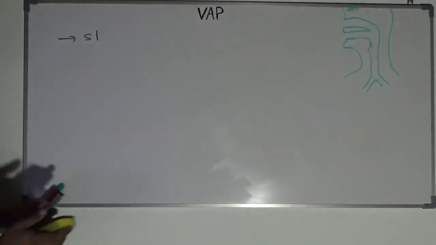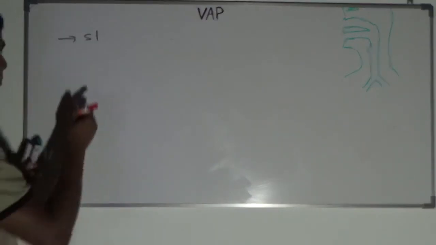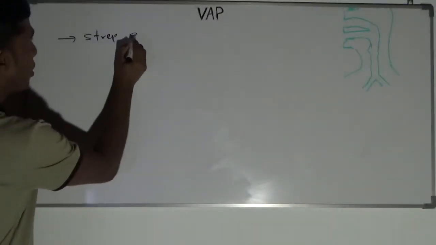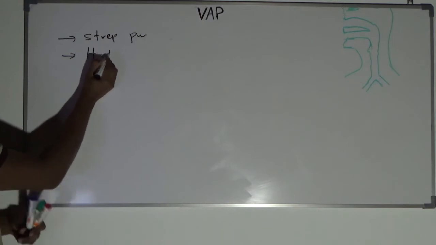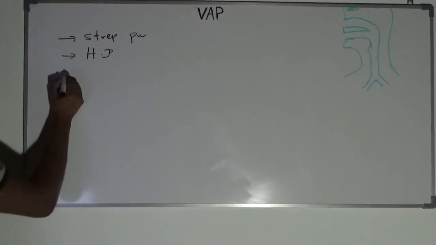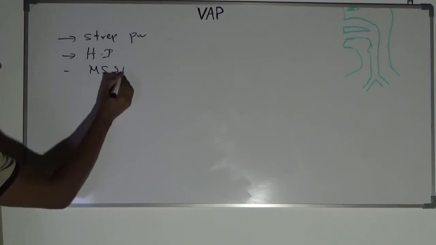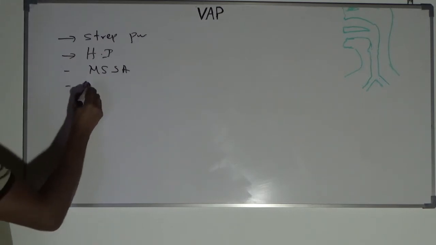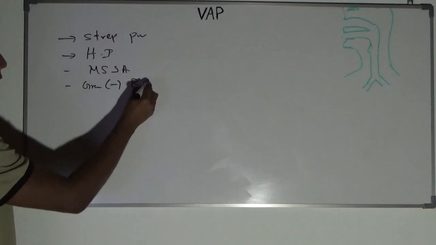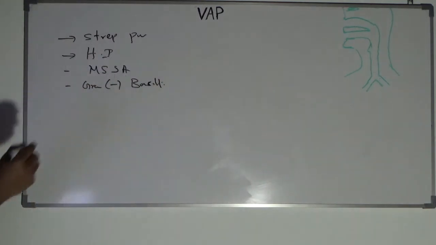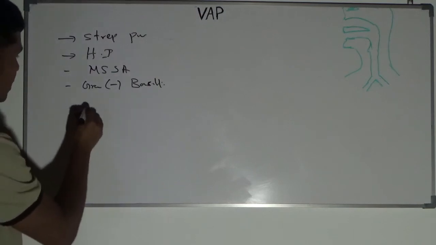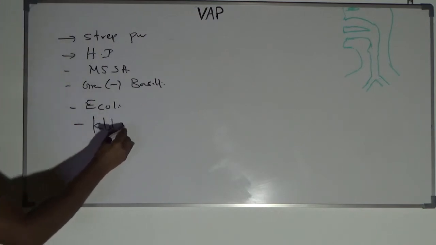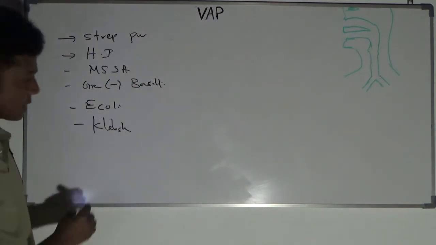So the most common organisms are Streptococcus pneumoniae, Haemophilus influenzae, methicillin sensitive Staph aureus, and gram negative bacilli: E. coli, Klebsiella, and some Enterobacter.